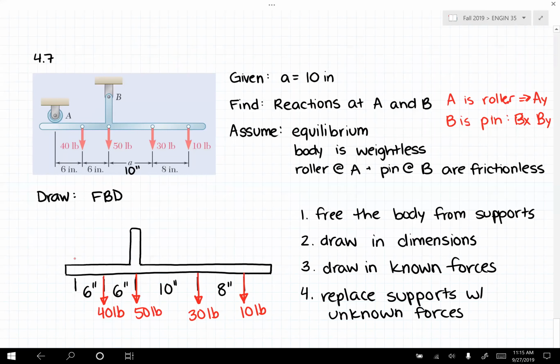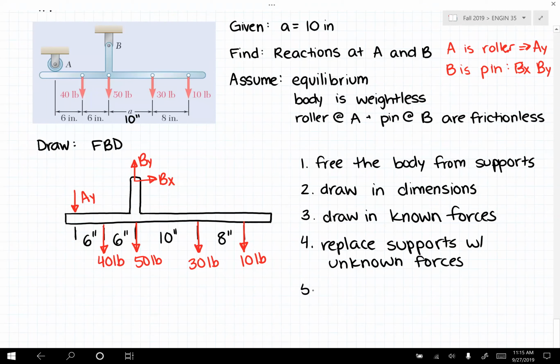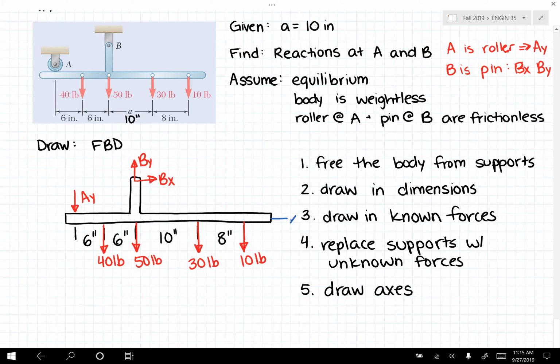So at A, I'm going to have a vertical force here, Ay. And at B, the pin is going to be applying a vertical force, By, and a horizontal force, Bx. Also, in my free body diagram, I need to include my axes. So let's go ahead and draw in an X and a Y axis here. So this is my X direction, maybe my origin's over here, so then my Y direction will be there.